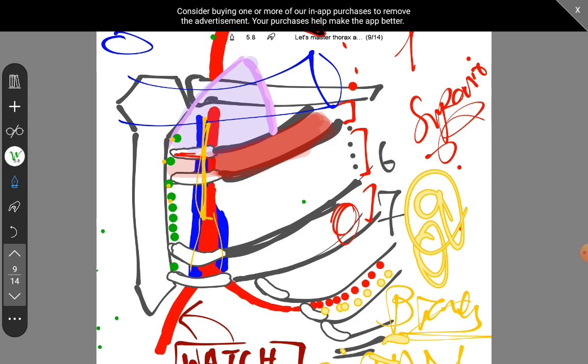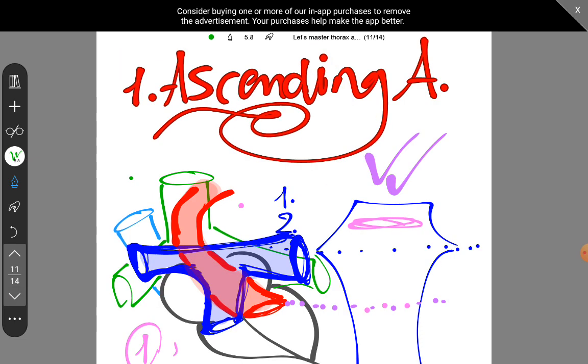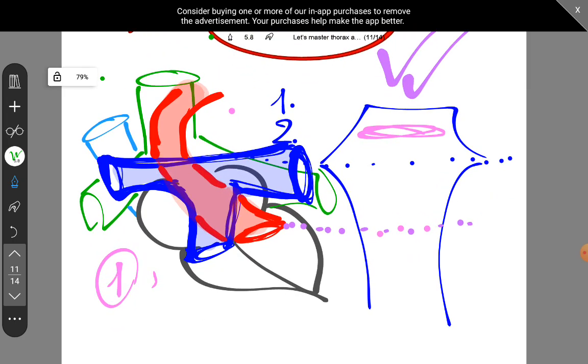Anything else? Oh yeah, deep relations. We have the lung apex and the pleura. Now again, to continue with the ascending aorta, I'm sorry for that. For the ascending aorta, the relations anteriorly are the infundibulum of the left ventricle, the root of the pulmonary trunk, which we can see here, and the right auricle. Never forget the right lung and pleura, of course.